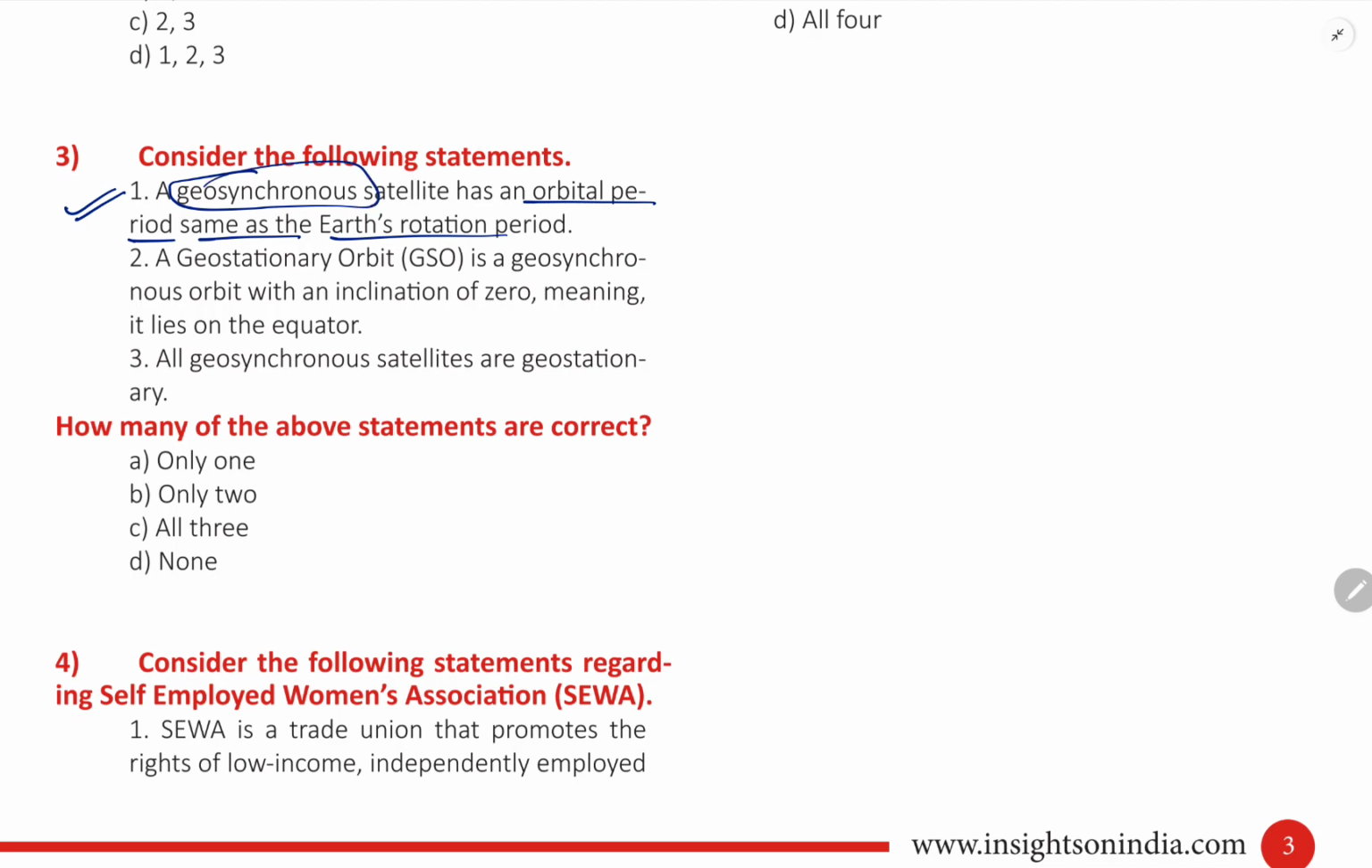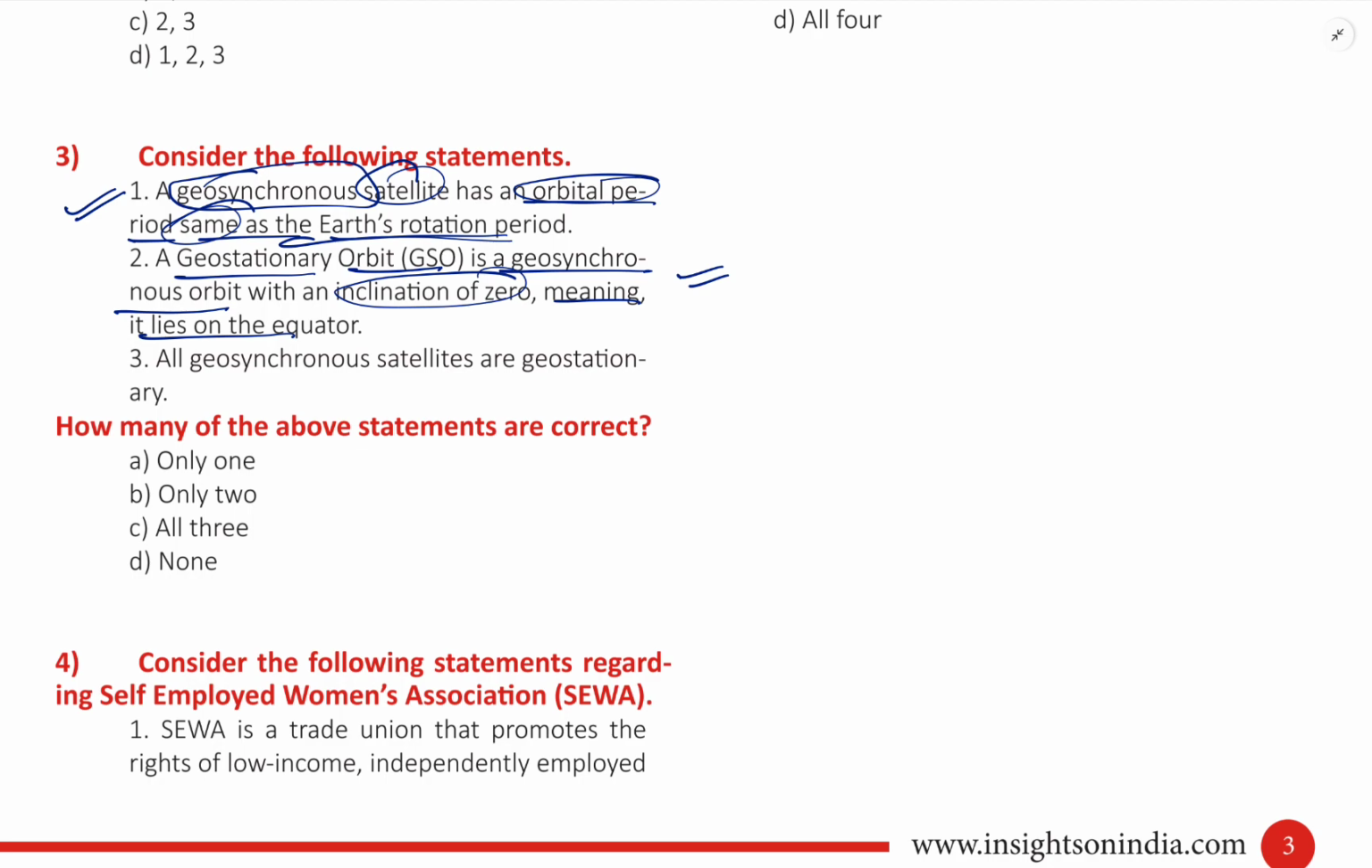The geosynchronous satellite has the orbital period of the same age as that of the Earth's rotation, that is, its orbital period will be equal to the Earth's rotation period, meaning 24 hours. The next is the geostationary orbit, which is a geosynchronous orbit with an inclination of 0, meaning it lies on the equator. Now this statement is also correct. The geosynchronous orbit takes a satellite around the Earth at the rate of 1 per day, keeping it roughly the same over the ground. Okay.